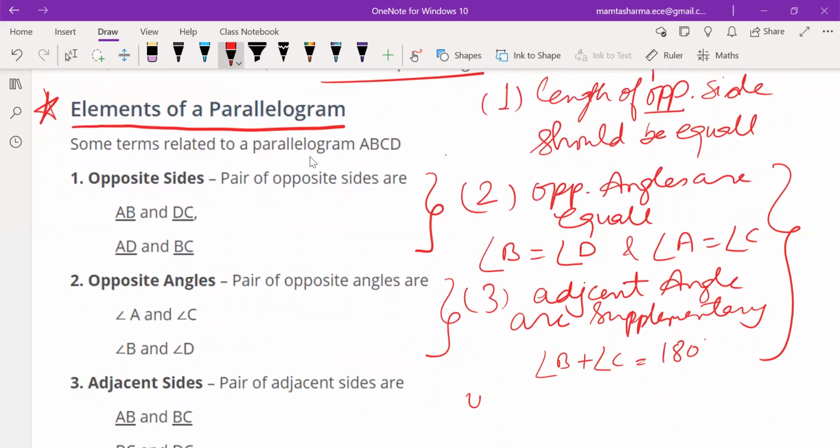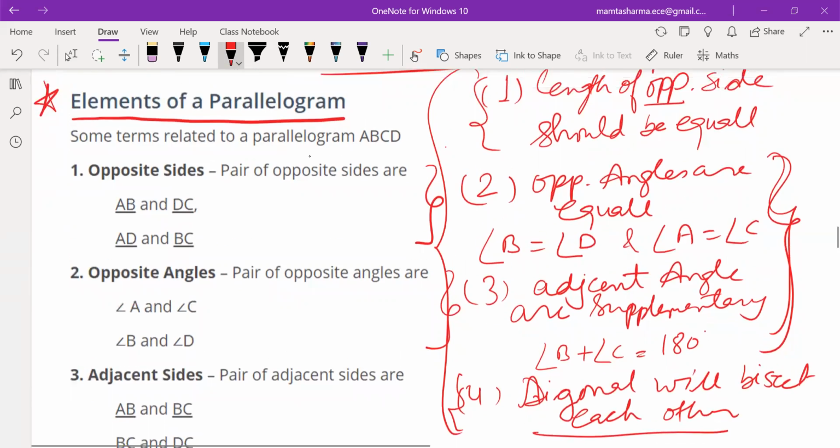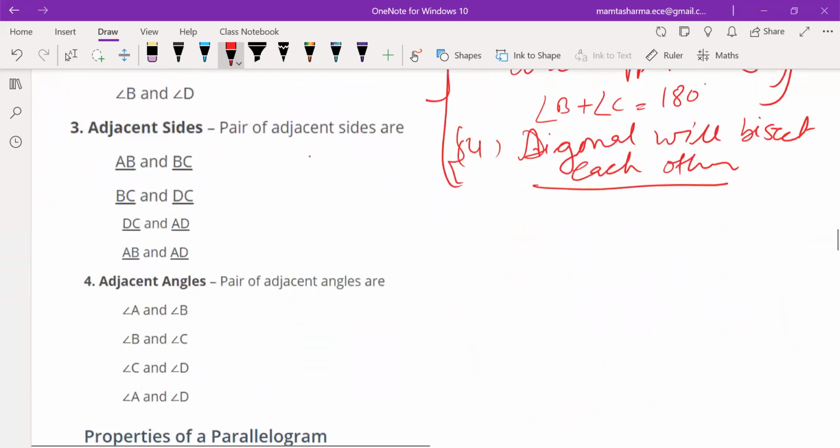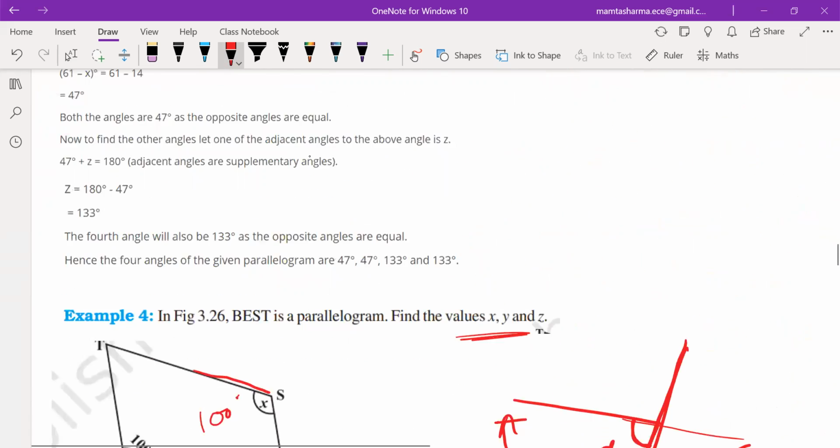And the fourth property is about the diagonal. Diagonals will bisect each other. So two properties about angle, one property is about side and one property is about diagonal. These are the four important properties of parallelogram. Based on these four properties, we did a few questions.